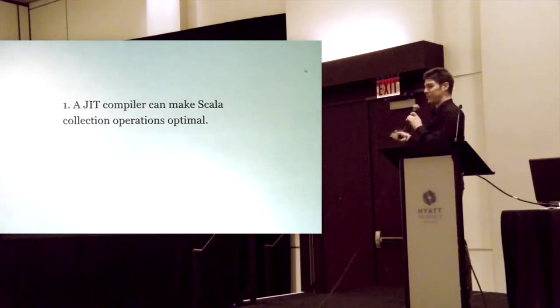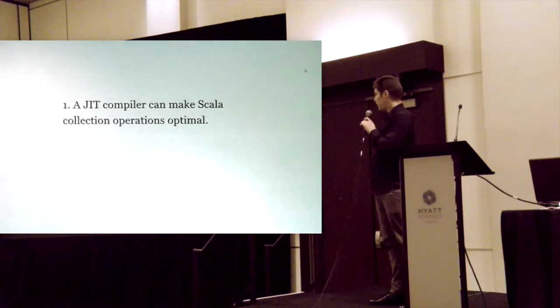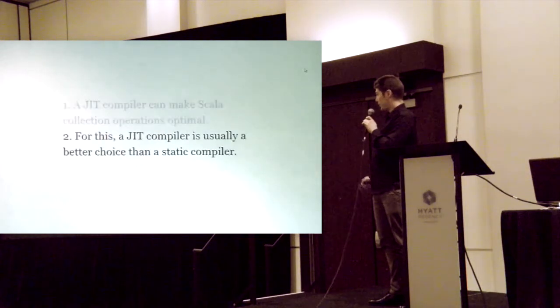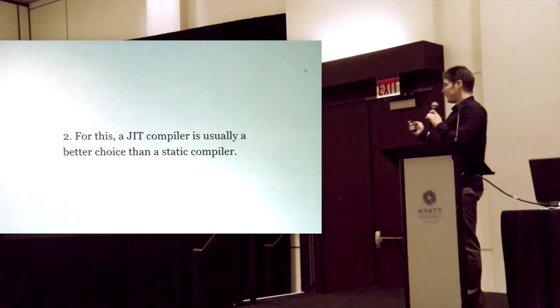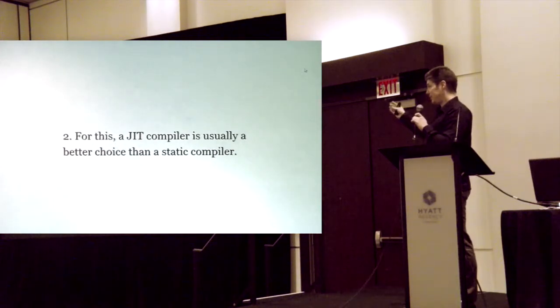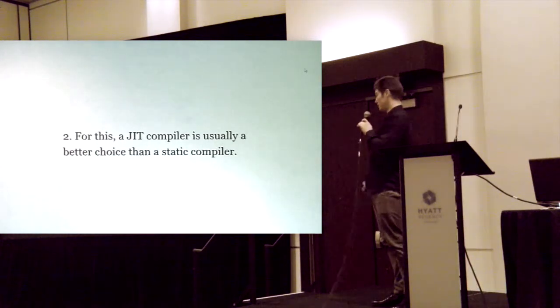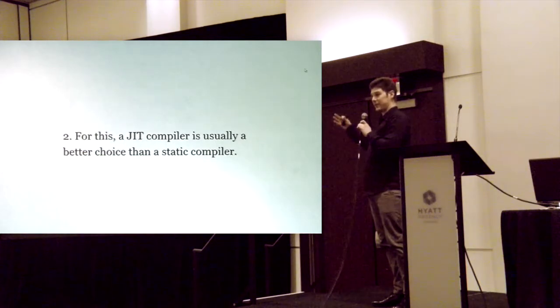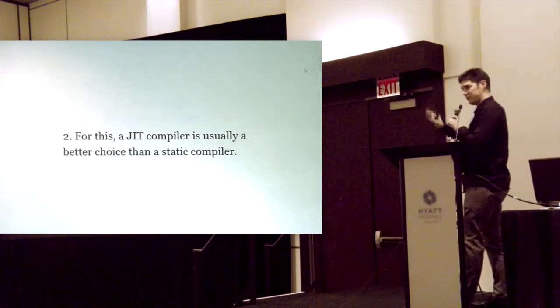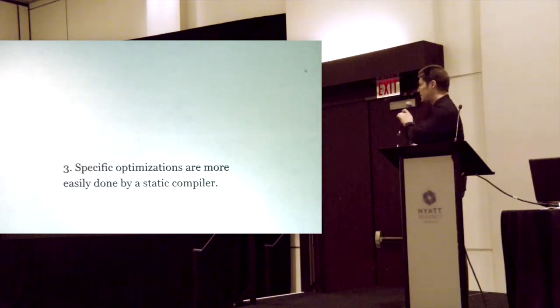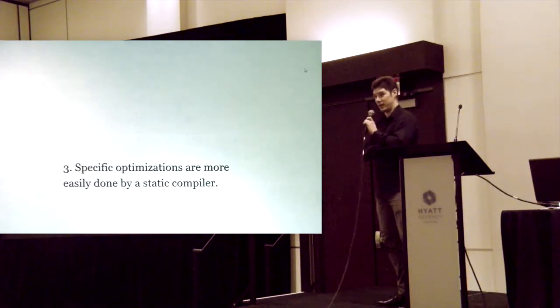So what is this presentation going to be about? There are three statements that we're trying to make with this paper. The first one is that a JIT compiler can make Scala collection operations optimal. The second one, a rather bold claim, is that for this, a JIT compiler is usually a better choice than a static compiler. I'll discuss why with concrete examples. It's not a proof, just an intuition. And the third one is that there are specific optimizations which are more easily done by a static compiler than a JIT compiler, and I'll explain which ones and why.